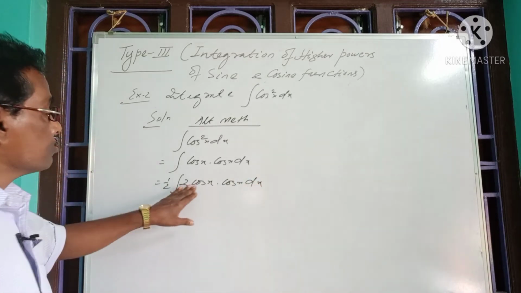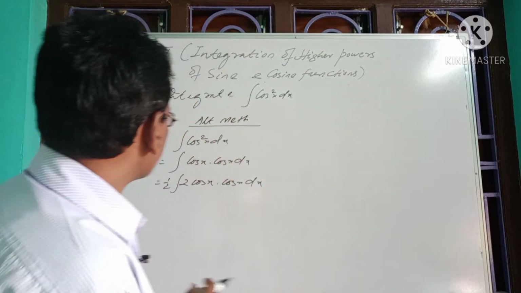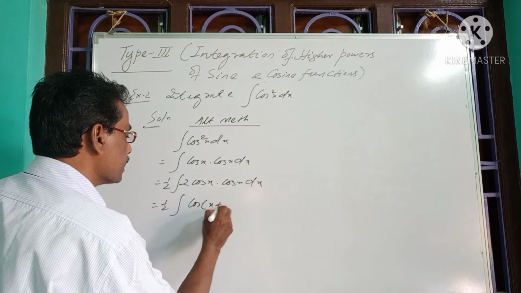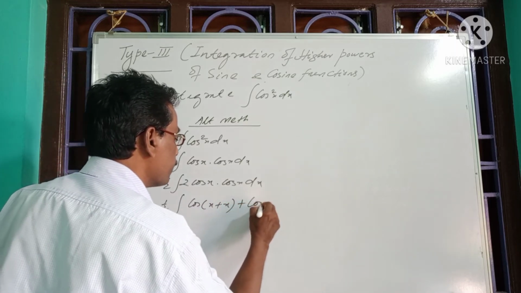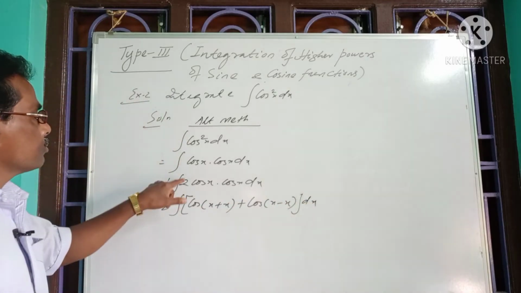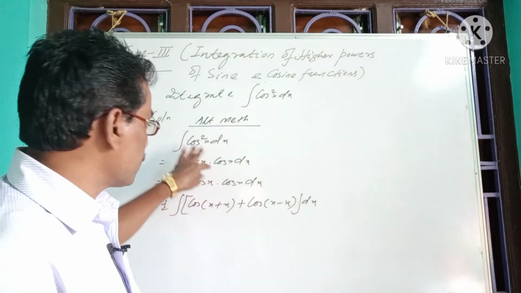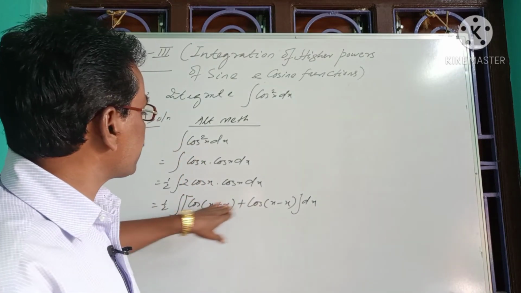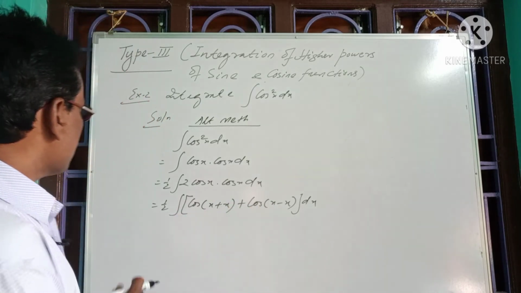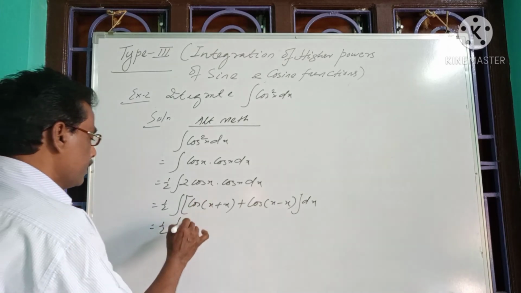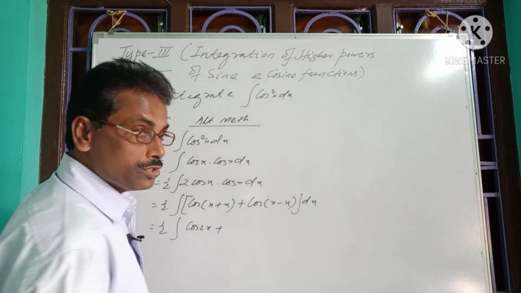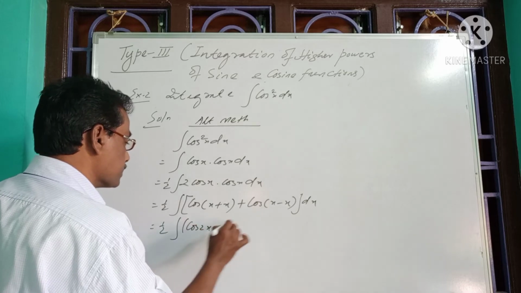Now this is in the form of 2 cos a into cos b. So 2 cos a into cos b is nothing but cos of a plus b plus cos of a minus b. So recall 2 cos x into cos x is in the form of 2 cos a into cos b, which can be transformed into a sum of cosine functions, that is cos of a plus b plus cos of a minus b. So we got half into integration of cos of 2x plus, this is x minus x, so we got cos 0, but cos 0 equal to 1, so we have cos 2x plus 1, whole integration with respect to x.